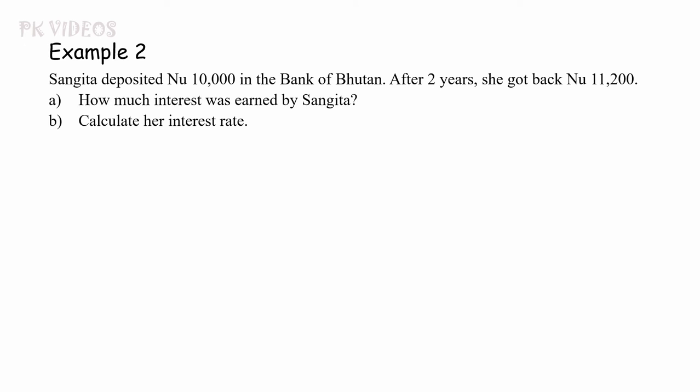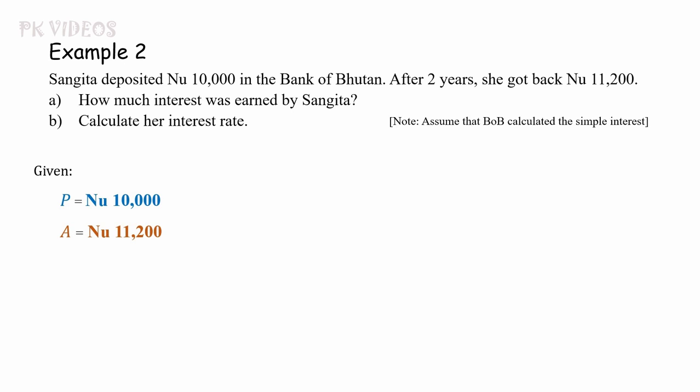In example 1, we took an example of getting a loan. In example 2, we are taking an example of depositing or saving money in the bank. Assume that Bank of Bhutan calculated the simple interest. Let us see what information is given. We have principal, that is Niltam 10,000. We have amount, that is Niltam 11,200. We have time, 2 years. We are asked to find the interest and the rate.